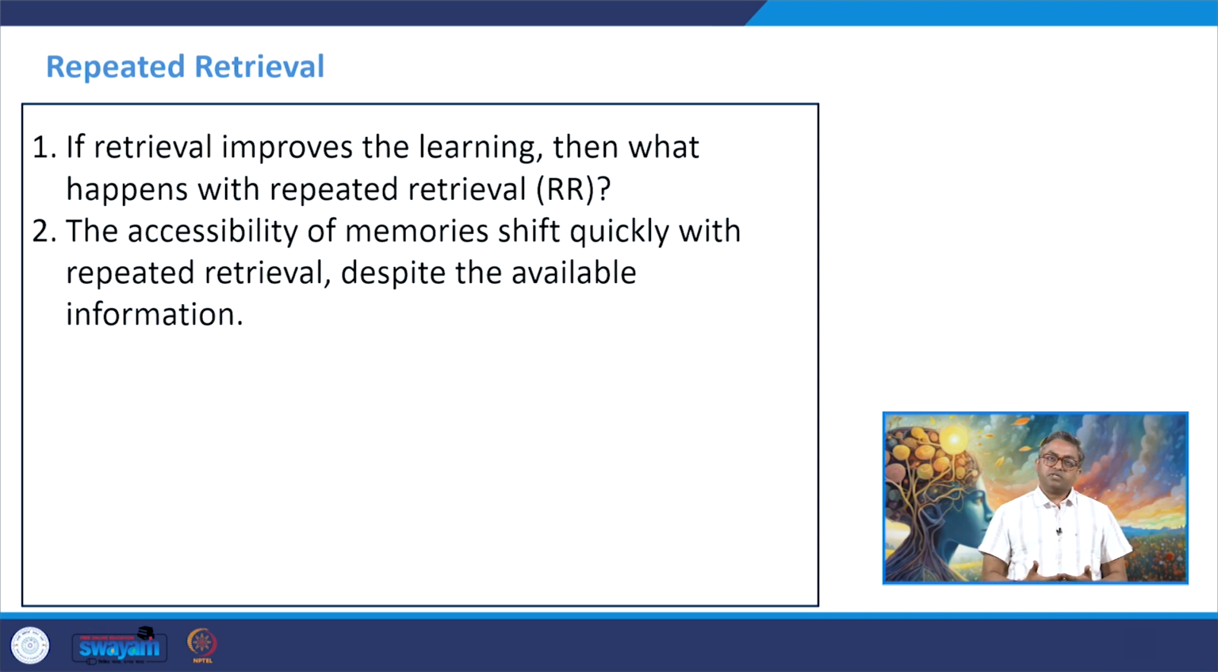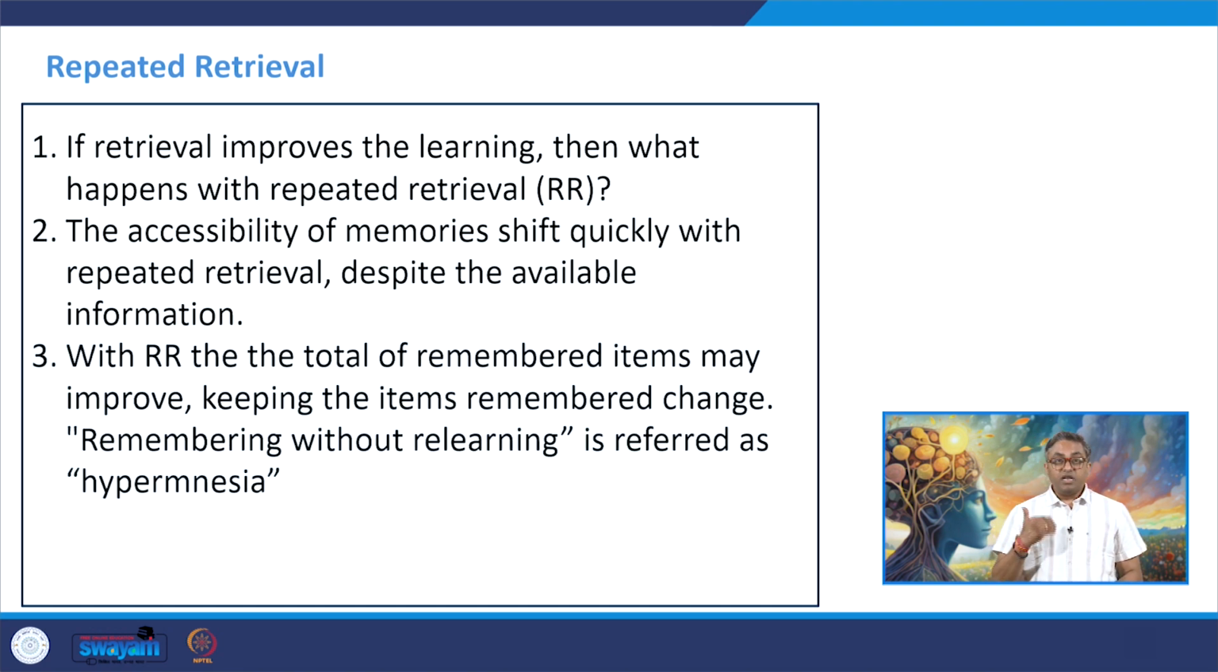So what does this mean? You are accessing the information, and accessing the information we see a shift, an improvement, despite the available information. So more and more you are accessing the information, the storehouse, more and more repeated retrieval is there, we see that a shift is being seen, and this is not dependent on the availability of the information, how much information is available in the system.